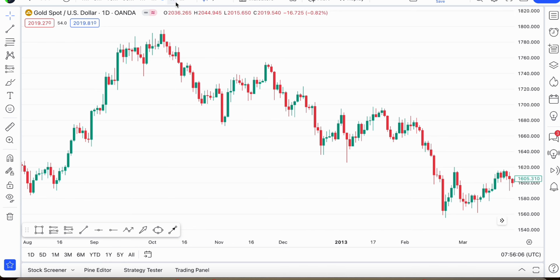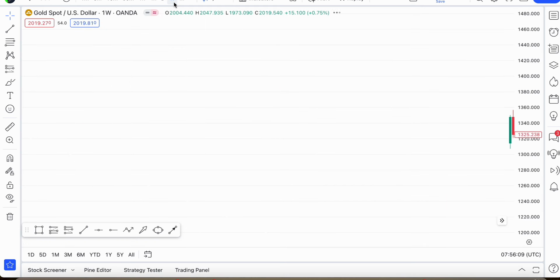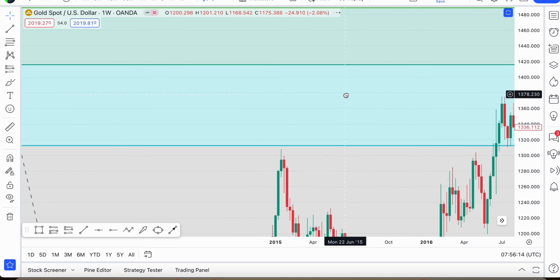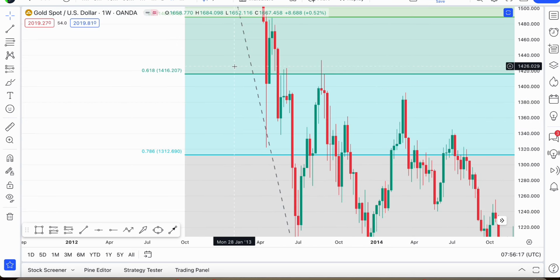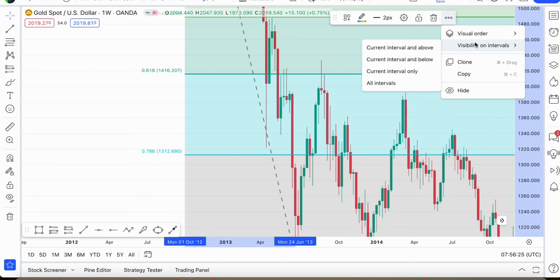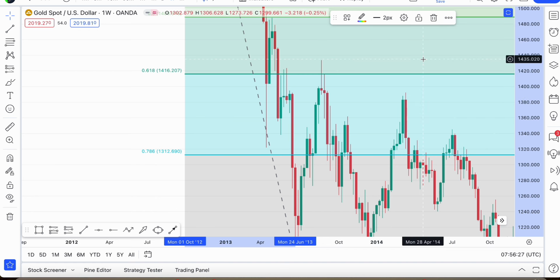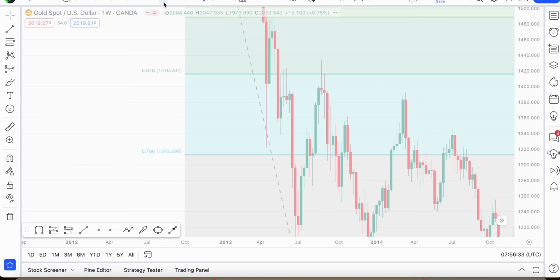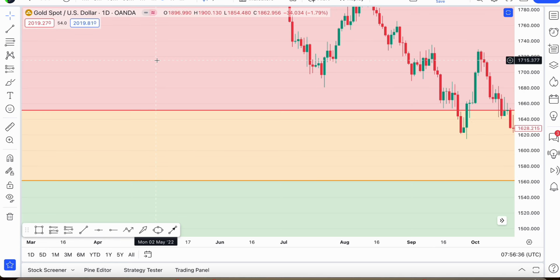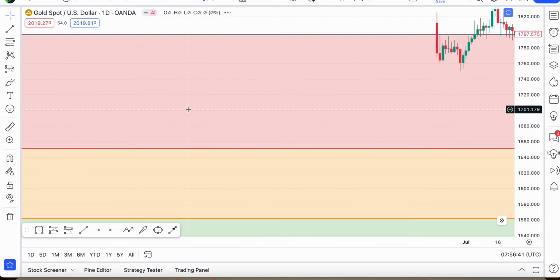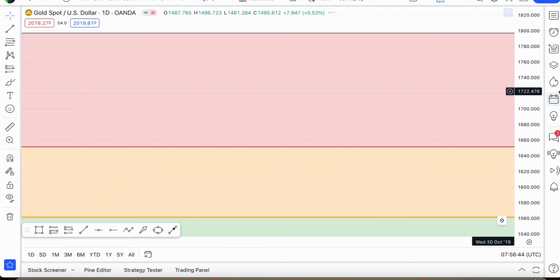Let me go back to the weekly time frame. Weekly time frame, good. 2017, no. Weekly time frame, we are back here. Let me create the visibility to go beyond the weekly time frame only. Visibility on interval, current interval and below. So this will happen if I switch back to daily. I should see it on the daily time frame. Okay, good. It's on the daily time frame. This is 2017. Yeah, let me scroll back to where the starting point.